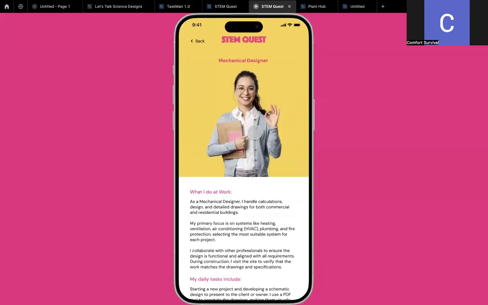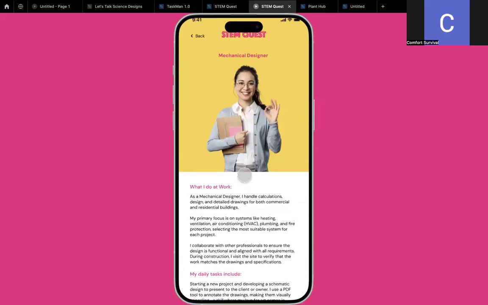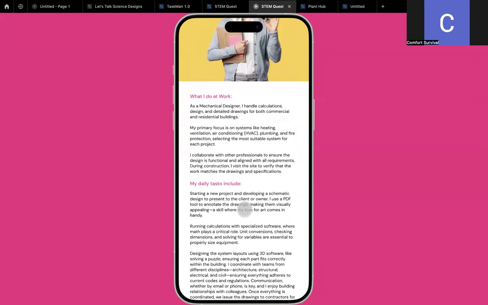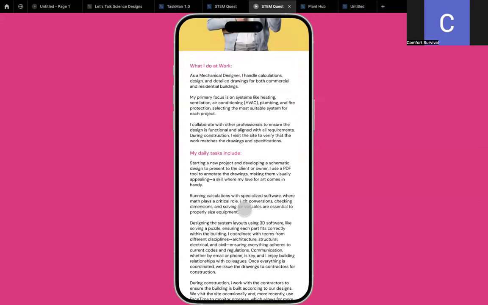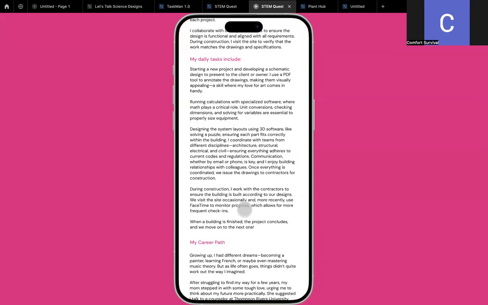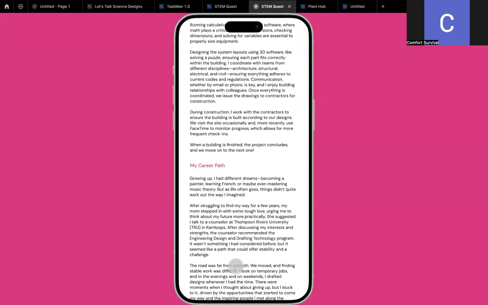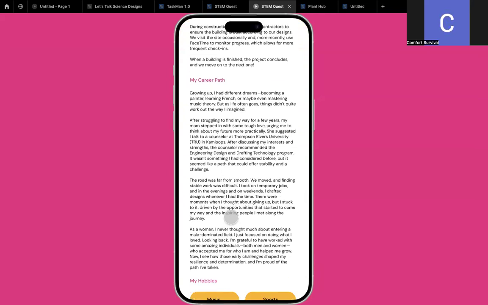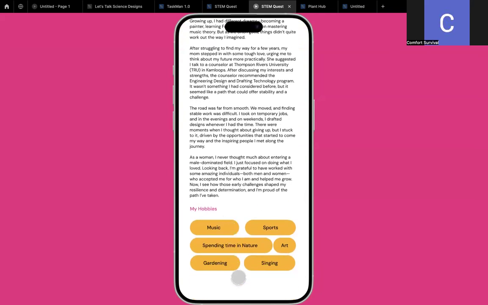So, for example, this is a mechanical designer. We go over the kind of work that the mechanical designer does and the details of what their day-to-day may look like. Although a day-to-day may look very different for each mechanical designer, for this one, this is what her day-to-day looks like. And then she goes over her career path, how she got into the field, what her dreams were when she got into the field, and some of her hobbies.